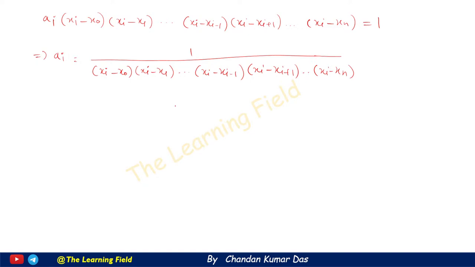Therefore we can write li(x), this is the polynomial. So li(x) is equal to ai into the product.